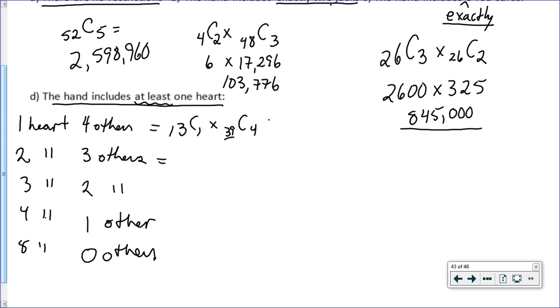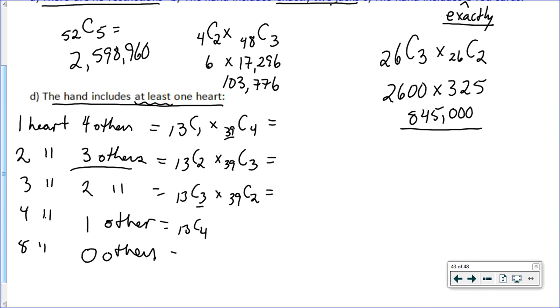Or, which means I'm going to add up the next combination, which is 13 choose 2 hearts, times 39 choose 3 others. Or 13 choose 3, times 39 choose 2. That's the case where I have 3 hearts. Next one, 13 choose 4. Down here, 13 choose 5. Times here, 39, we need 1 more to make a 5-card hand. Here, 39 choose none of them.